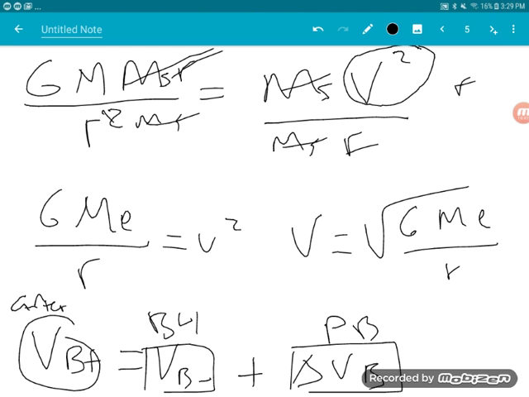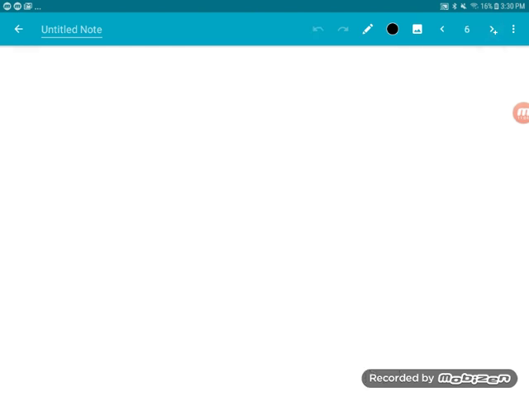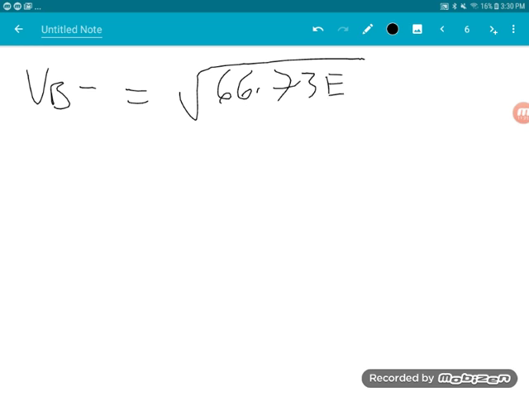We know this one. We don't know this one. But we technically can find this one right here. So let's go ahead and do that. We've got VB minus is equal to the square root of 66.73 e to the negative 12 multiplied by the mass of the Earth, all divided by the radius.